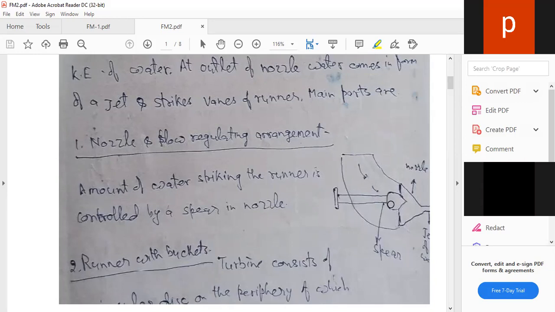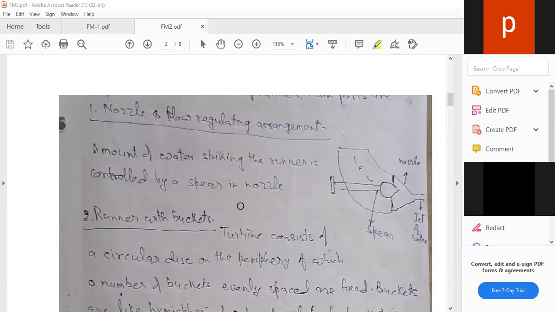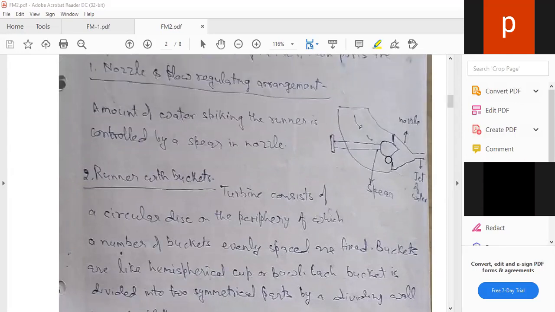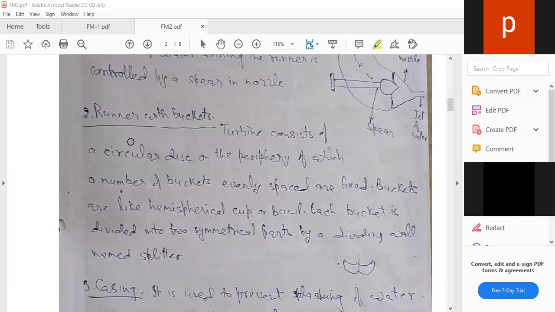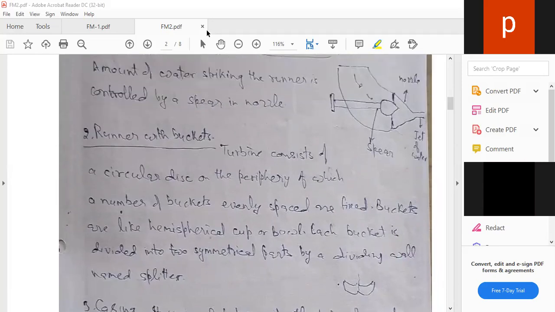This is how you can control the flow of water through this sphere. So this is the first part. Then we have the second part, which is known as the runner or runner with buckets. The second part is runner with buckets. Now, what is this runner with buckets? I will show you this diagram.